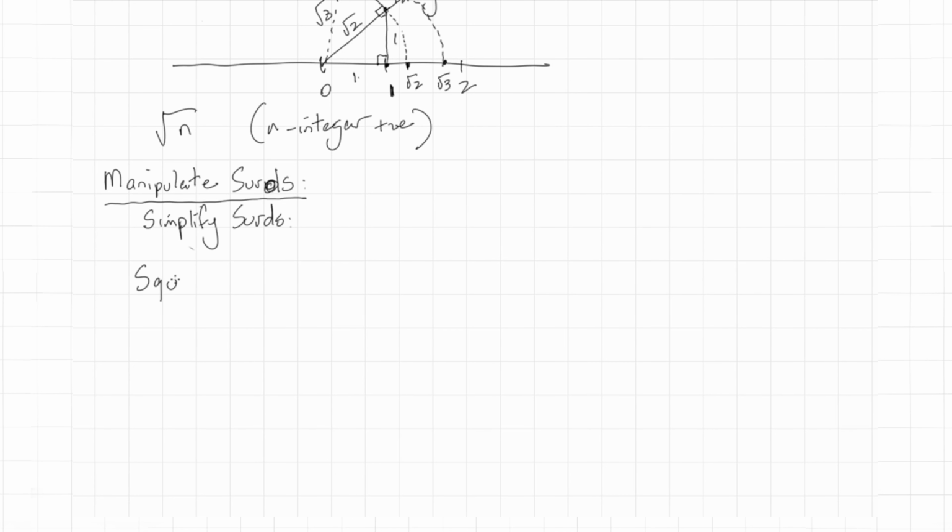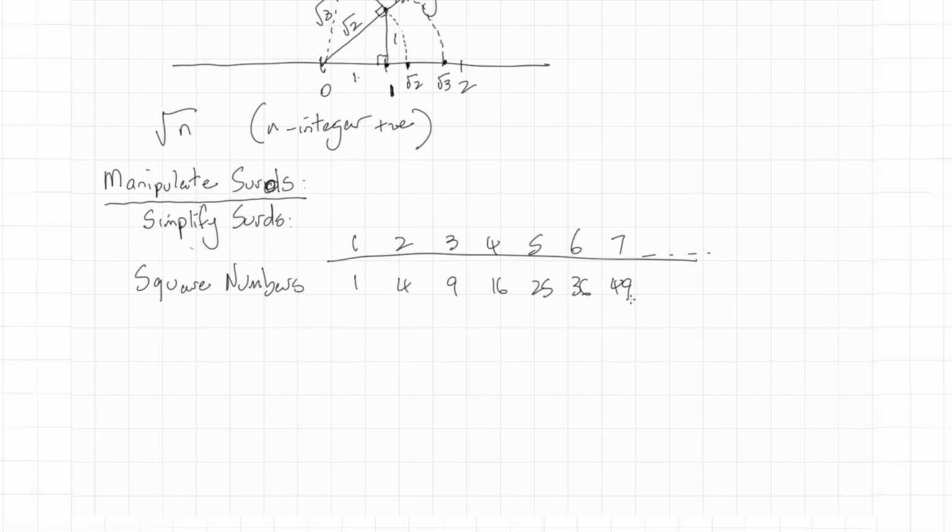If you were to just put down your counting numbers here, and you can go as far as you like, and just square each of these. So this is 1 squared is 1, 2 squared 4, 9, 16, 25, 36, 49, and so on. These are the square numbers.